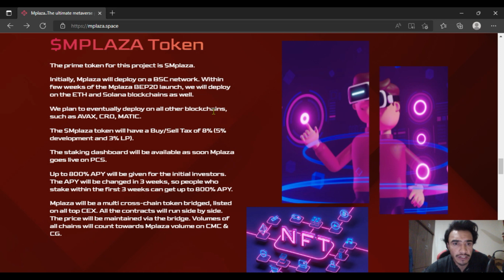About the Mplaza token, you are going to get it on the BSC network, as you already know about the Binance Smart Chain and BEP20. In a few weeks, the Mplaza BEP20 will be joined by versions on the Ethereum network and the Solana blockchain as well. That all depends on the blockchains, like ETH, CRO, Matic, and so on, like Ethereum and the Solana blockchain. They all depend on it, with a 3% liquidity pool and sell taxes of 8%, with 5% for development as well. This will also be a part of the project, with many of the core components of Mplaza. That will be simply amazing in all aspects, guys.